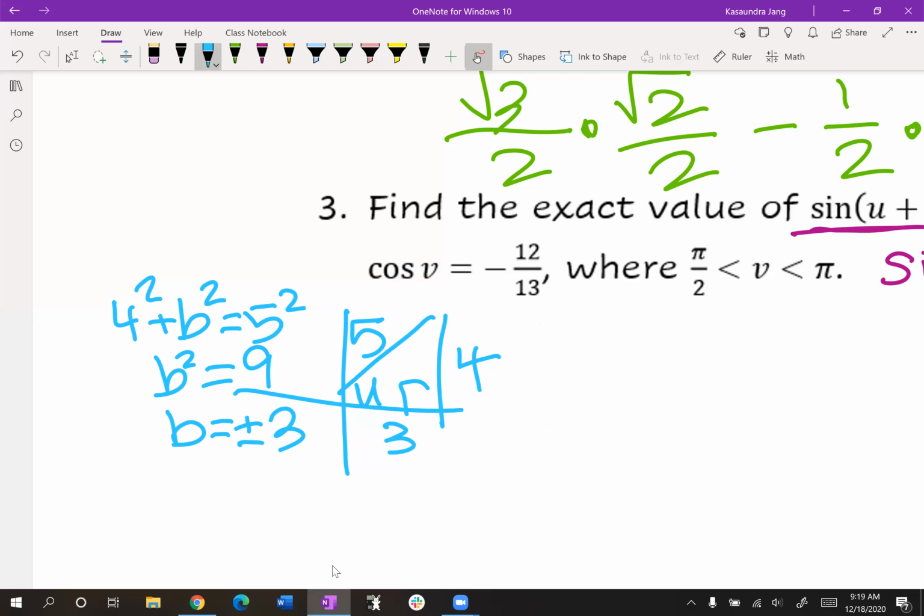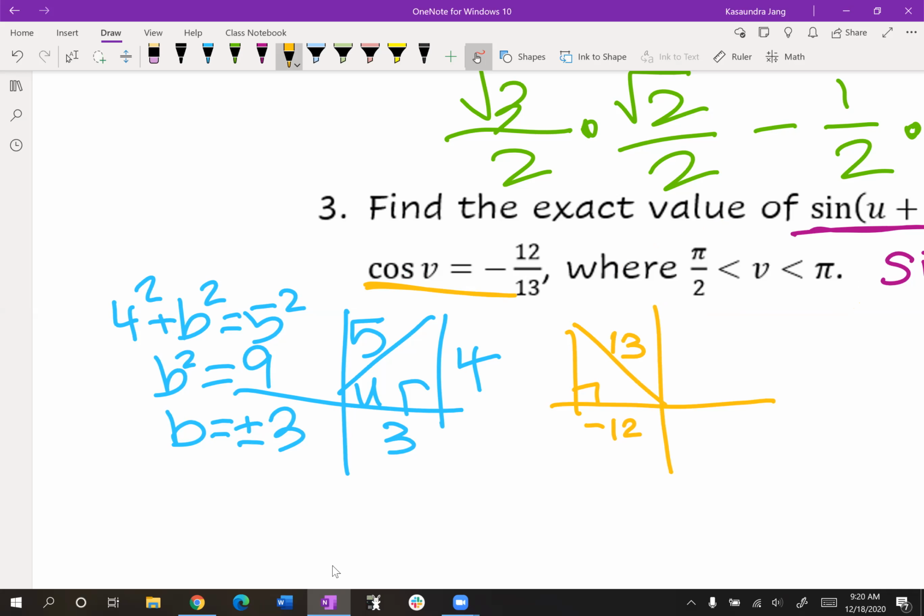Let's take a look at this angle v here. So angle v, if I give it its own triangle then, they said it's between pi halves and pi. So that means I'm in the second quadrant. So I'm gonna draw my little triangle here in the second quadrant. All right, so that kind of makes sense why it's a negative cosine. I've got negative x values in the second quadrant. Here's my negative 12. There's my adjacent over hypotenuse.